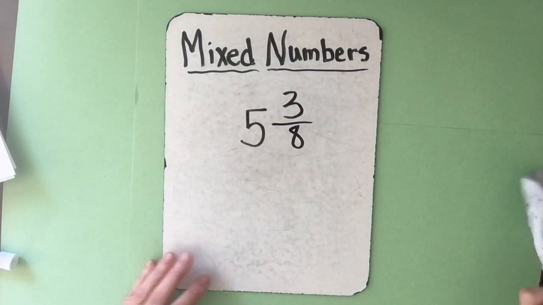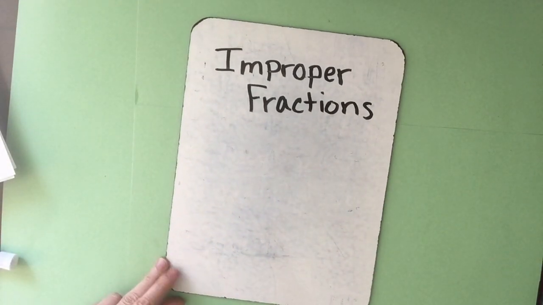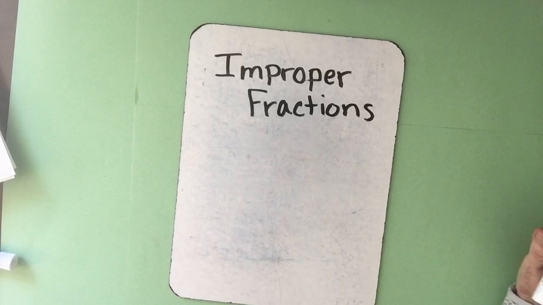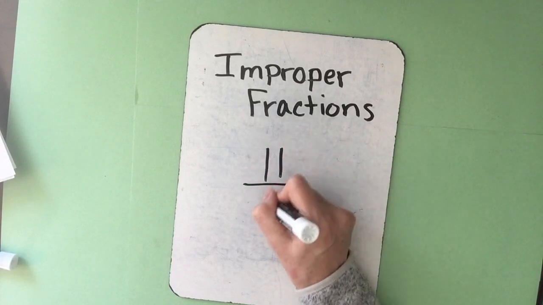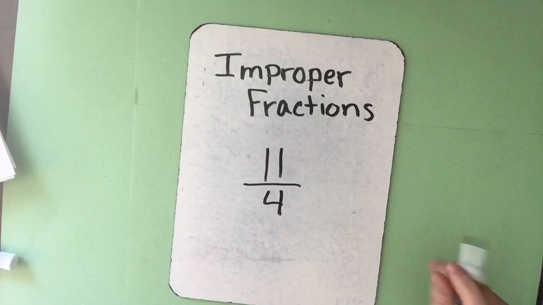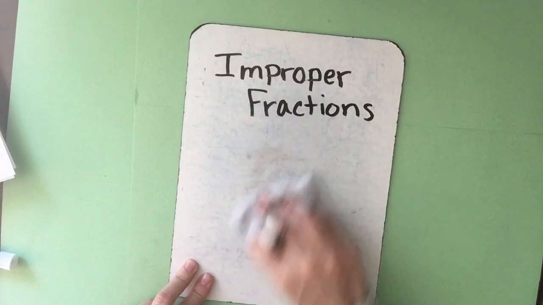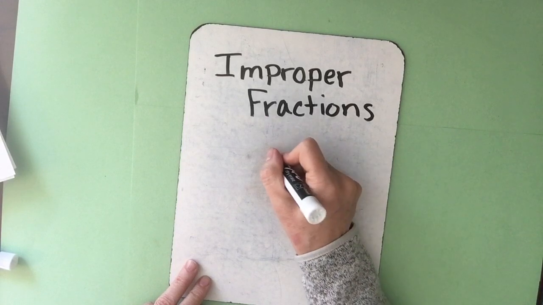Okay, now we're going to move on to improper fractions. I will show you what that looks like. I'm going to read to you some improper fractions and I want you to write them down. The first thing I want you to write down is 11/4. And your answer really quickly, because we're trying to go fast, is 11/4, just like that. Next one I want you to write is 18/5. Write down 18/5.